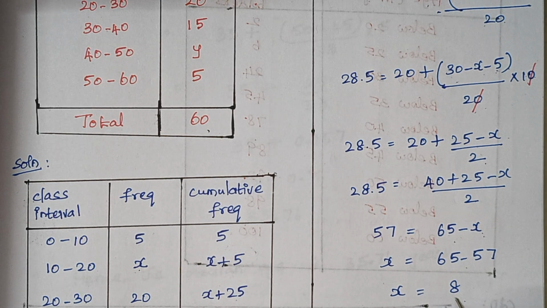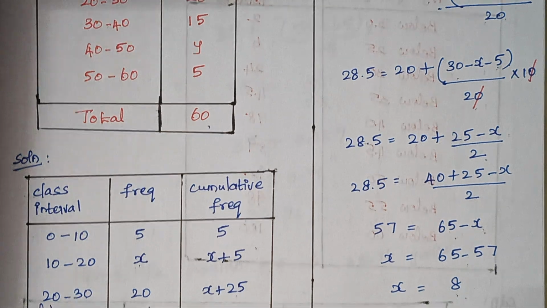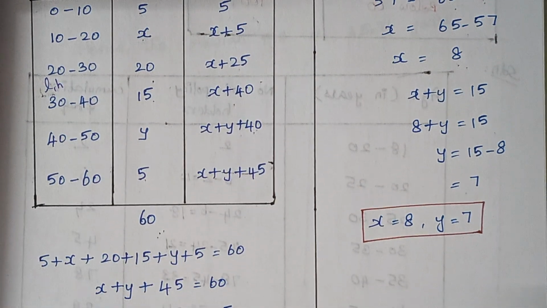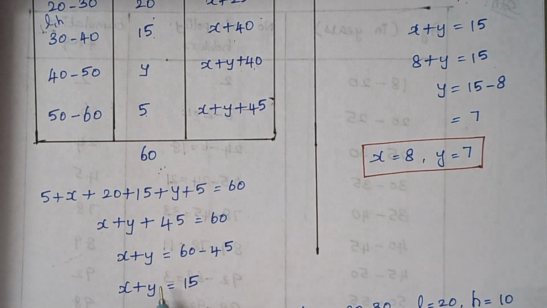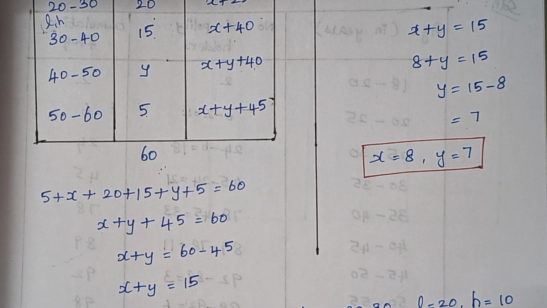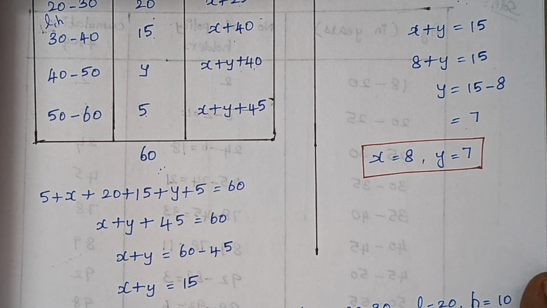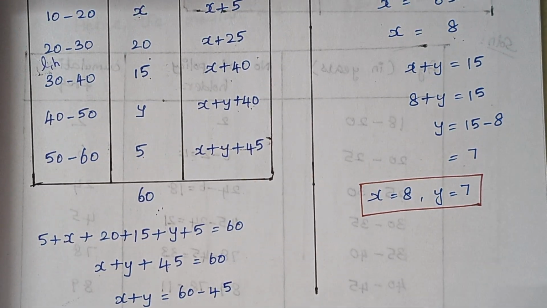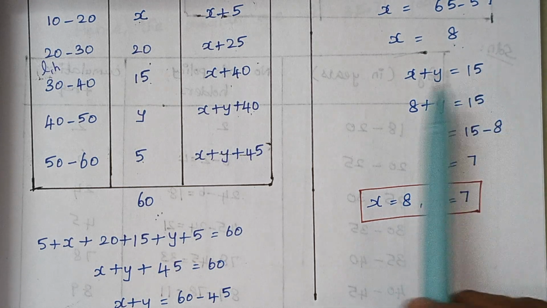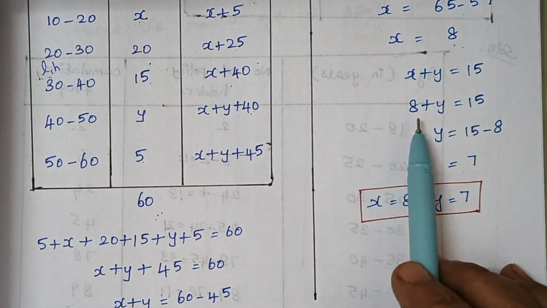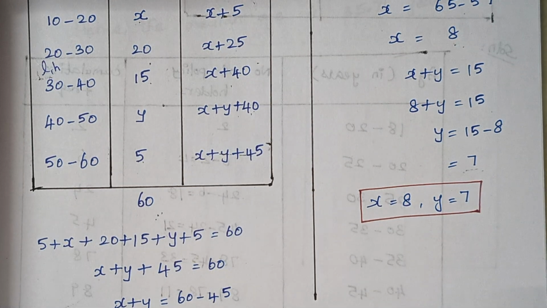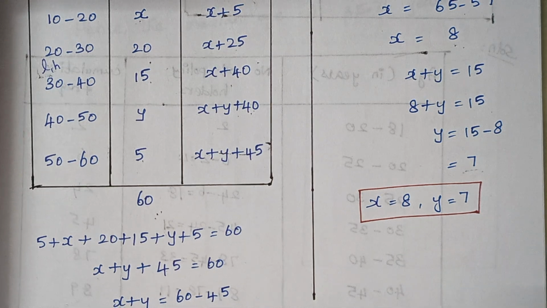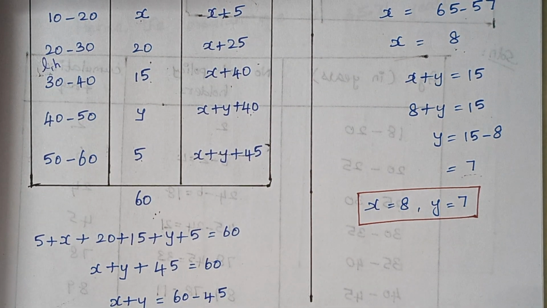The value of x is 8 and we had already framed an expression for x and y, right? So x plus y is equal to 15. So in this expression, when you substitute the value of x, you can automatically get the value of y. So here you see x plus y is 15 and the value of x is 8. So when you substitute, the value of y is 7. So finally, the values of x and y are x equal to 8 and y equal to 7. This problem is over. We will proceed with the next one.